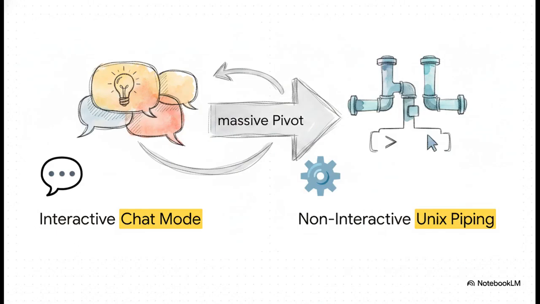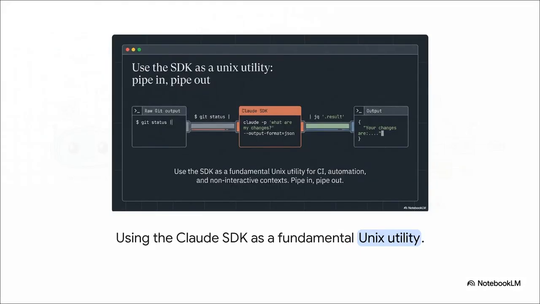Now, this right here is where we make a massive pivot. We're talking about moving from using Claude as a conversational chat partner to using it as headless, non-interactive infrastructure. Interactive chat is fantastic for brainstorming for sure, but non-interactive, Unix piping, that is where the real automation magic happens. The absolutely crucial takeaway is that when you treat the SDK like a fundamental Unix utility, the possibilities are basically boundless.